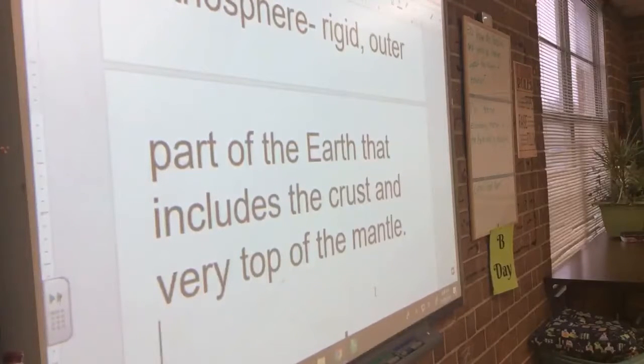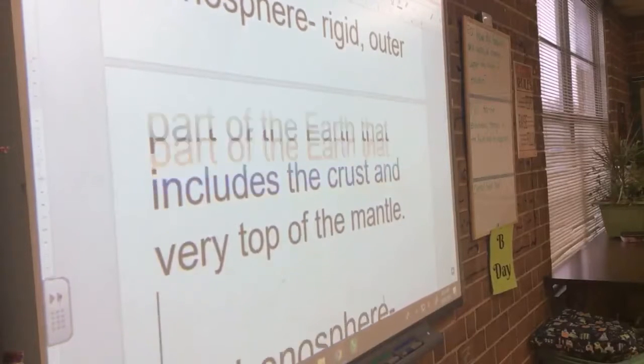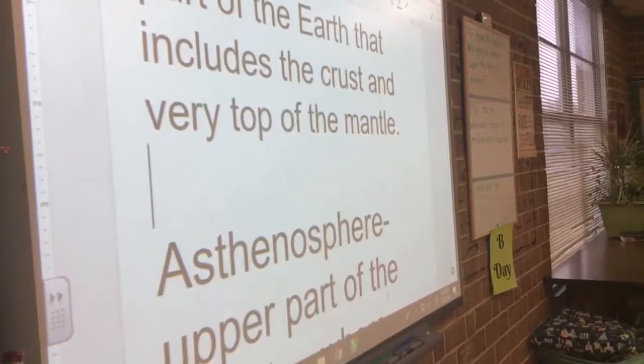So lithosphere can be a little bit hard to say, but the next one is even harder. Does anybody know what the next layer underneath lithosphere is? It's called the asthenosphere. Asthenosphere.